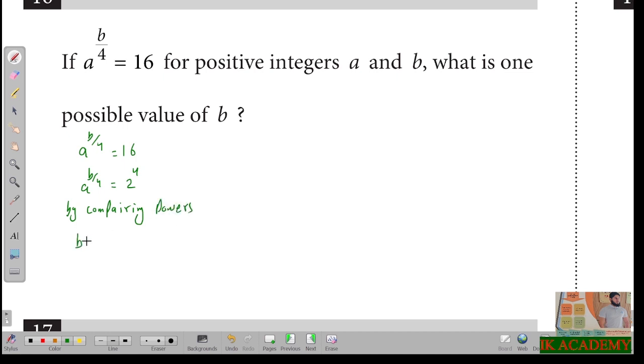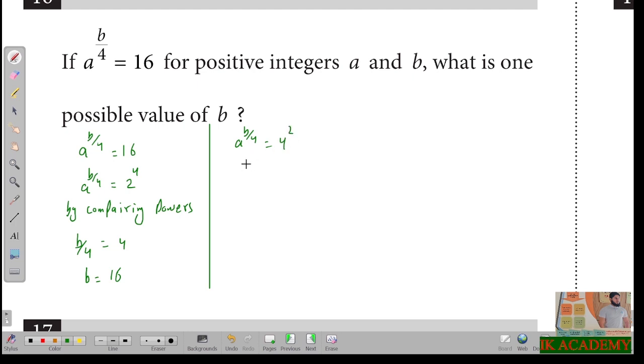We can say B by 4 is equal to 4. So 4 4s are 16. It means B is equal to 16. Also, we can convert 16 into different base and different power. For instance, A power B by 4 is equal to 4 square, which is also equal to 16.